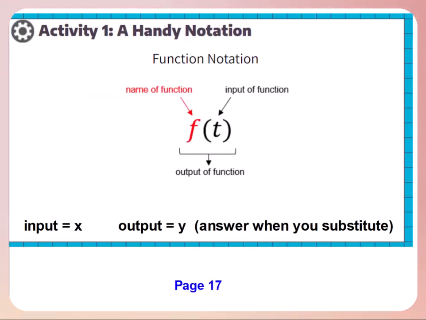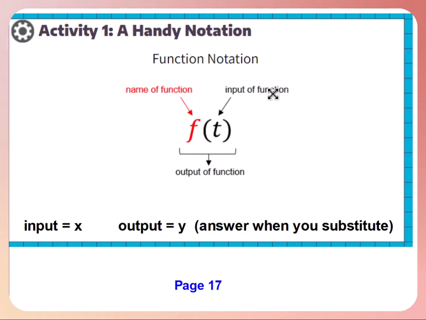All right, so let's turn to page 17. Now let's talk about function notation. F is going to name our function, just like any variable, A, B, C, D, E, F, G. Any letter can name our function. And if we have more than one function, we need to be using more than one letter. We typically start with F. So that first letter is the name of your function.